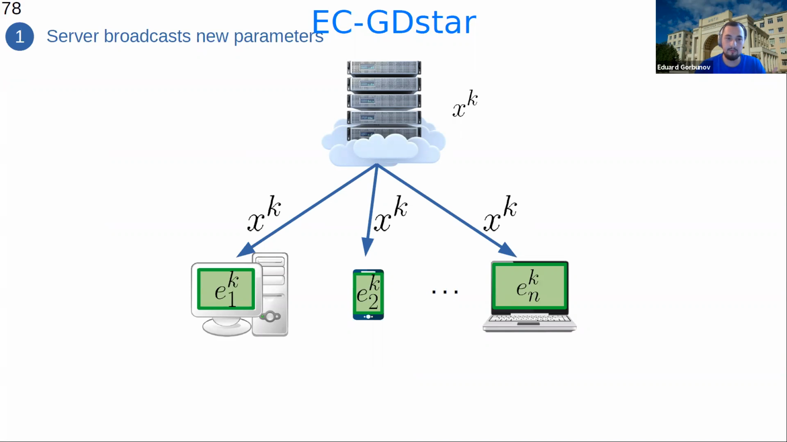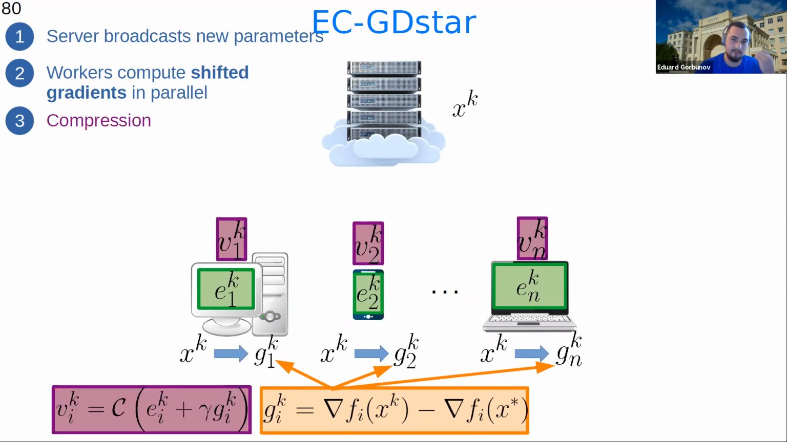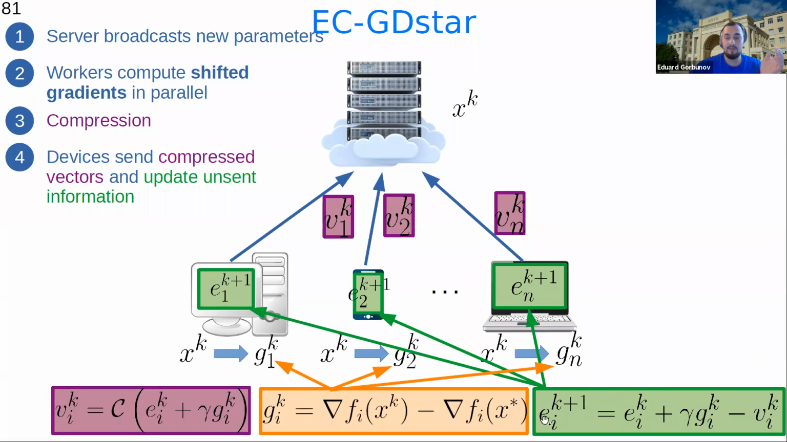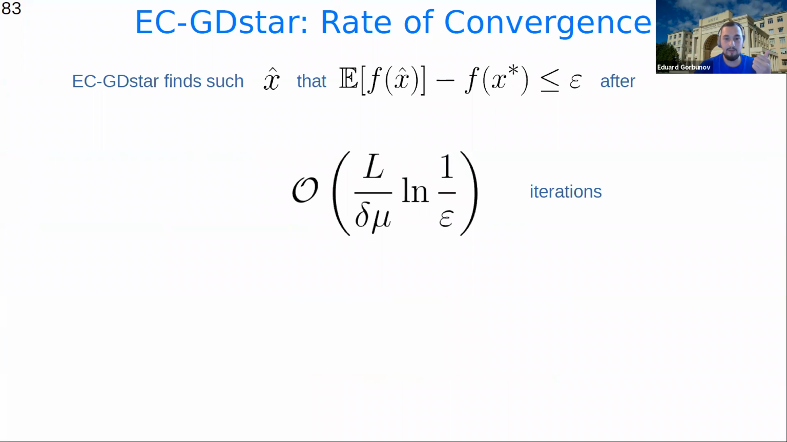The server, as before, broadcasts new parameters to the workers, but now workers compute shifted gradients in parallel. Instead of computing just gradients at the current point, they subtract the gradients at the optimality and use the result as g_i^k. Then the scheme of the method is the same as for error-compensated GD. The workers do a compression using the same formula, but with different g_i^k. They update their memory, and the server does the same update as before. And what can we get? We can get a linear convergence rate. To reach an epsilon solution, error-compensated GD star needs the following number of iterations.